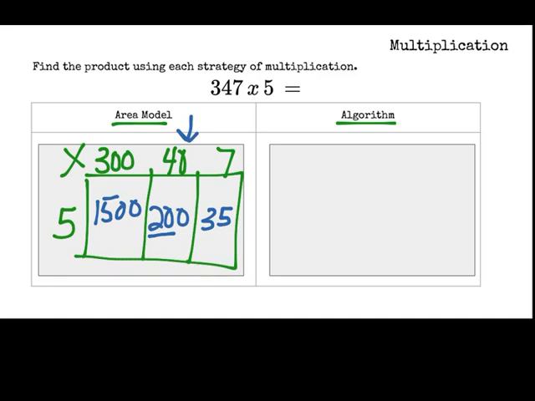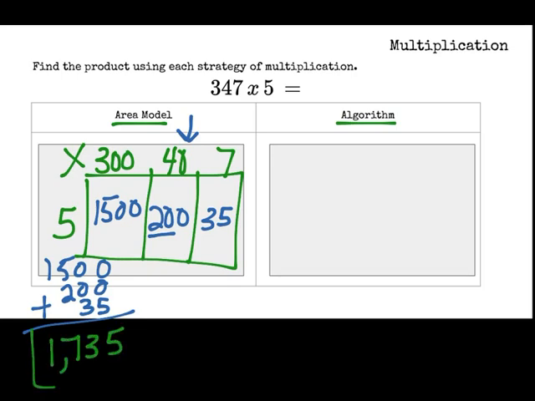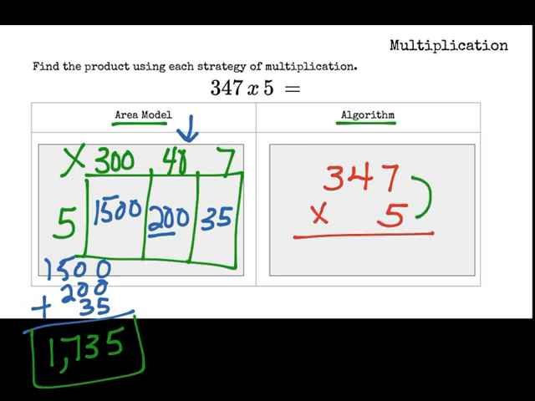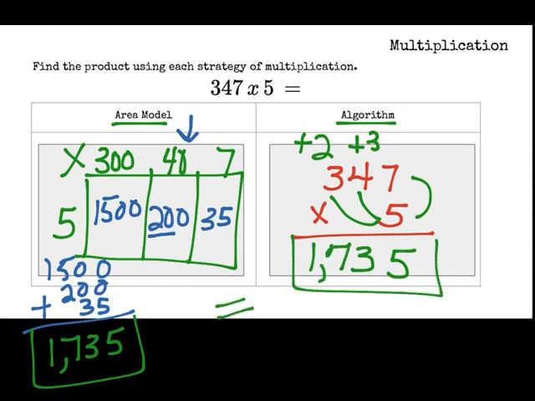Okay, now I've got to take those and add them all up. So I have 1,500 plus 200 plus 35. And when I add those up, I get 1,735. Now let's do the algorithm. So if I take 347 times 5, I'm going to start in my ones. 5 times 7 is 35. Carry my 3. 5 times 4 is 20. Plus 3 is 23. Carry my 2. 5 times 3 is 15. Plus 2 is 17. And if you look, they match, so I know I did that correctly.